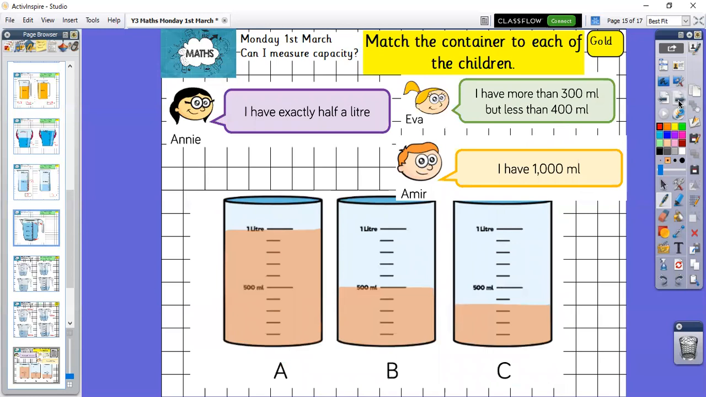Okay, so we've got some problem solving today. We want to match each of these 3 containers to one of the children. So each of the children has a container, but we need to work out from their clues which is which. So Annie says, I have exactly half a litre. Eva says, I have more than 300 milliliters, but less than 400 milliliters. Amir says, I have 1,000 milliliters. Pause the video here and see if you can match up the containers to the children.